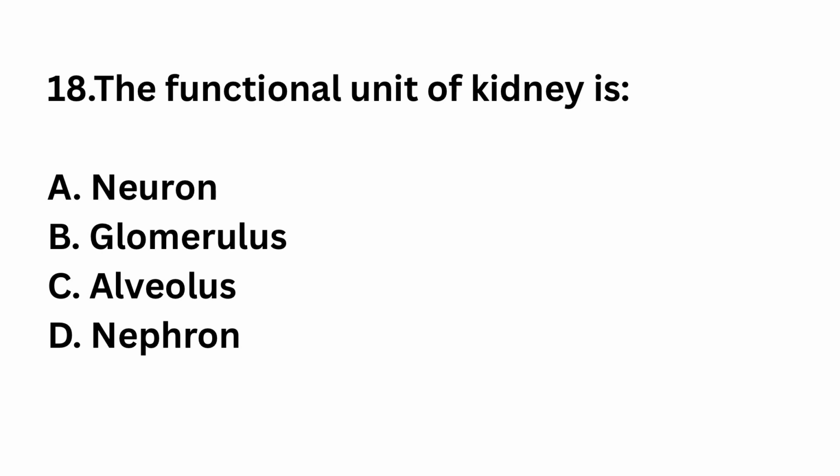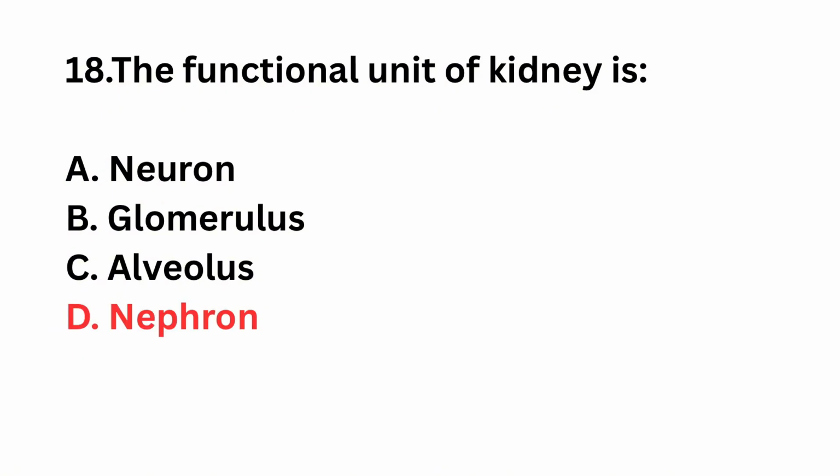Question number 18. The functional unit of kidney is neuron, glomerulus, alveolus, nephron. The right answer is option D, nephron. Nephron performs filtration and urine formation.